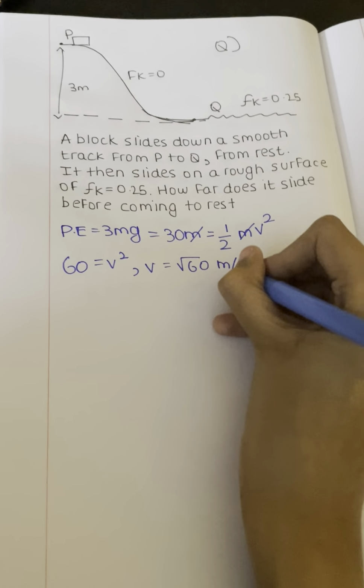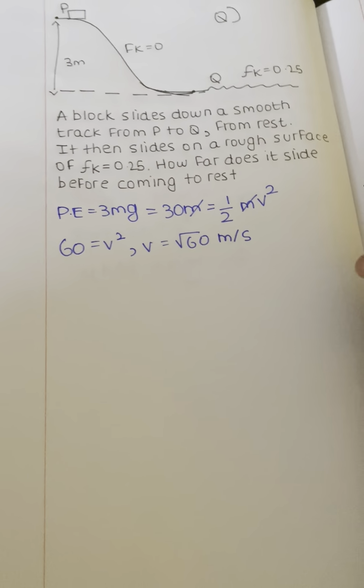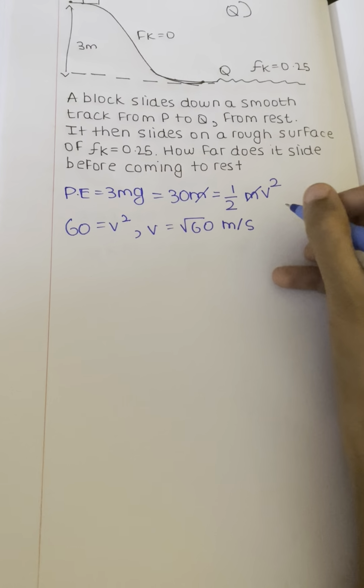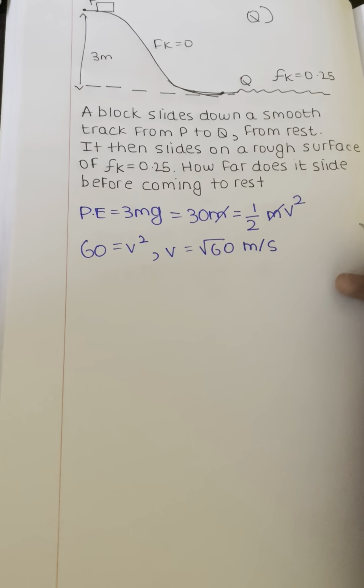But again, we wouldn't be needing the value of v here, we would just be needing v². As the problem goes on, we realize that. So I just keep it as v² is equal to 60. Now the second part of the problem is going to involve kinematics.